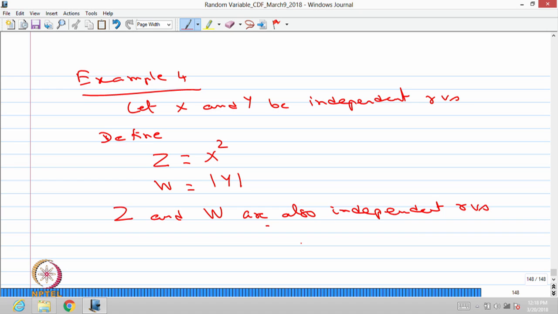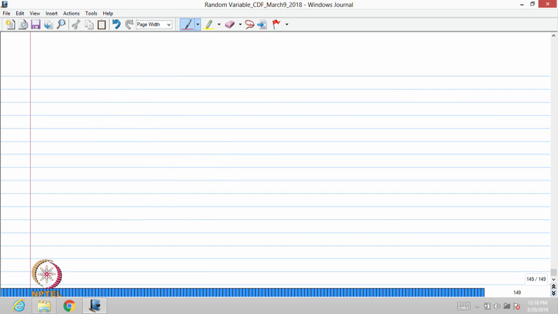Since X and Y are independent random variables, Z is a Borel measurable function of X, and W is a Borel measurable function of Y. Therefore, Z and W are also independent random variables. The next concept which we are going to discuss in the form of a definition is IID random variables.